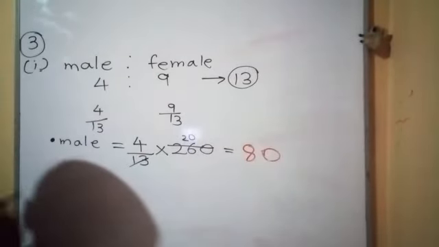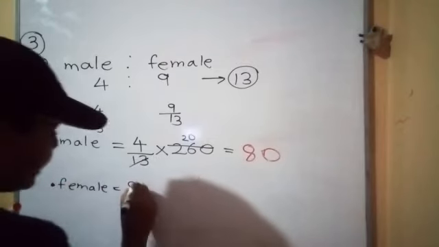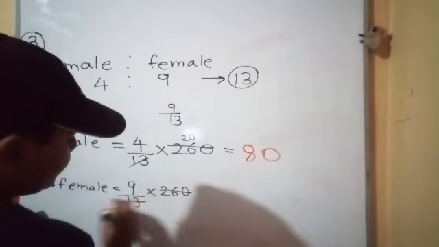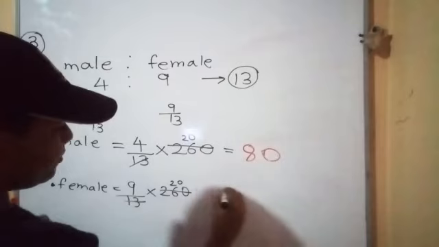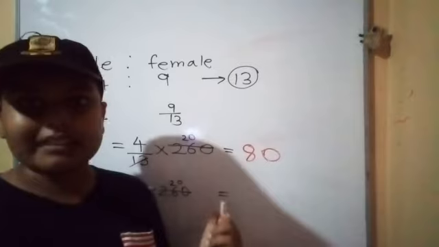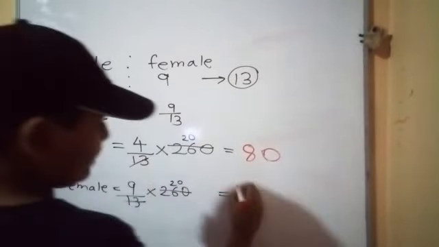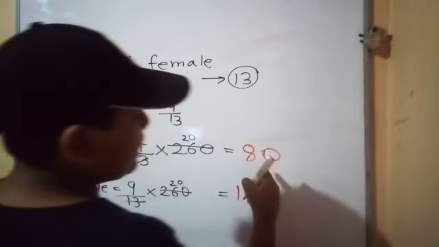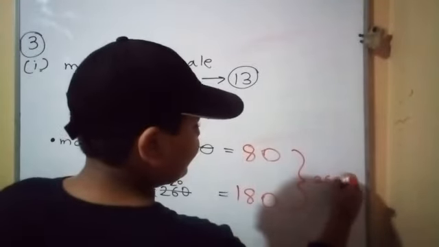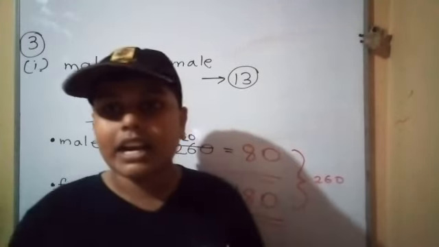Now female you get: female is 9/13. Multiply from 260. There remain 20. The 13, that 260 divided by 13 is 20. Now let's be 180. 180 plus 80 means 260 now? Yes, correct. So these are the recorded ones. Males are 80, females are 180.